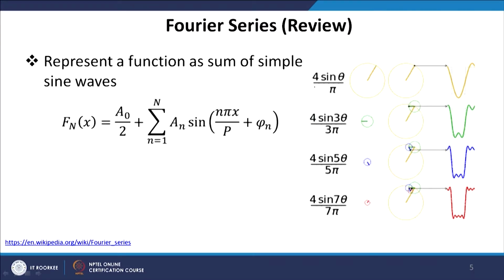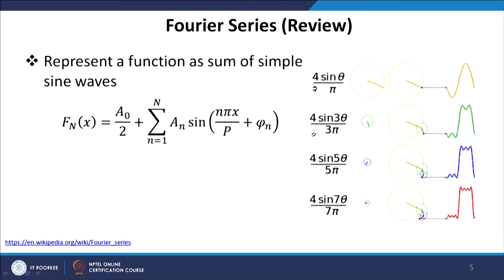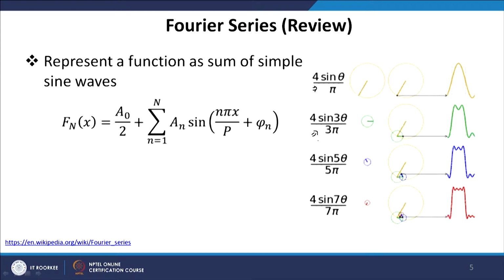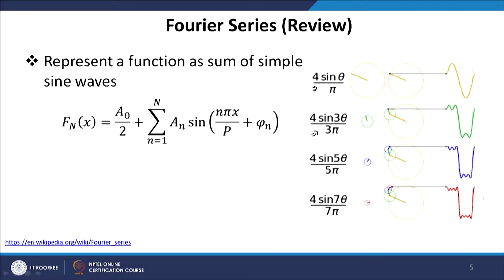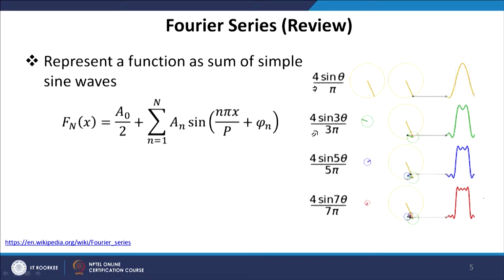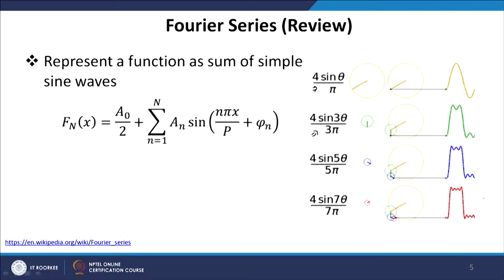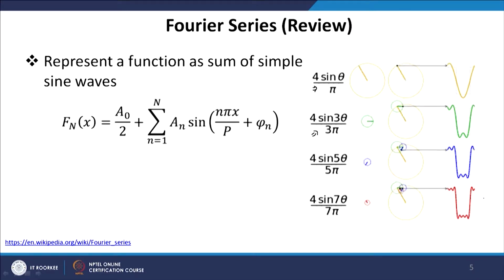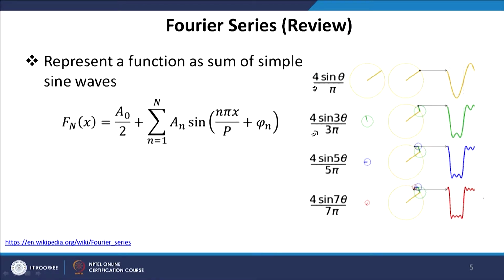So, here we have the rotation at sin theta upon pi, here we have sin theta, and so on, and based on the speed of the rotation, the wave is better able to represent the square wave. We see that if we can combine two or more terms of these circular functions in a series, then the function can be represented very accurately.